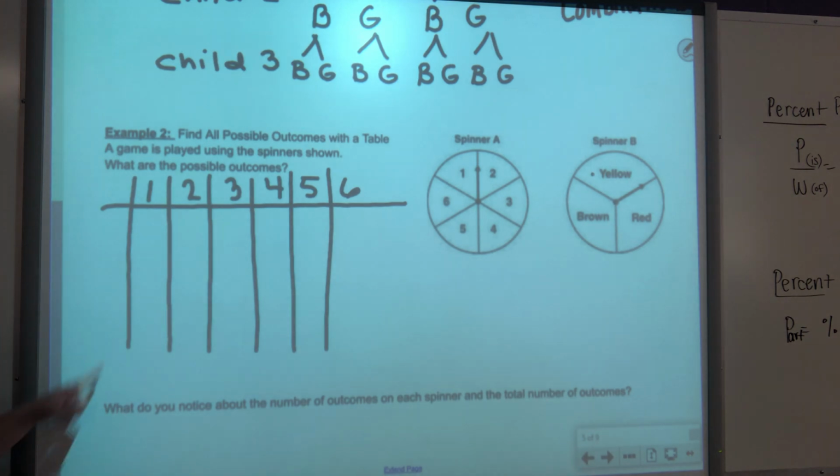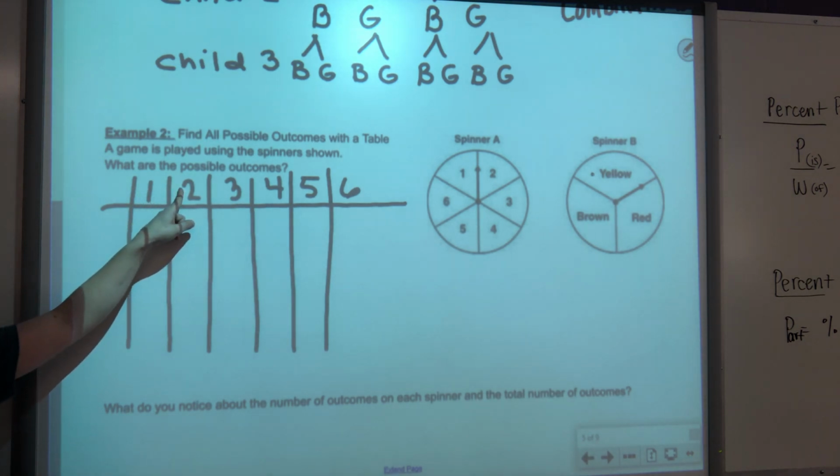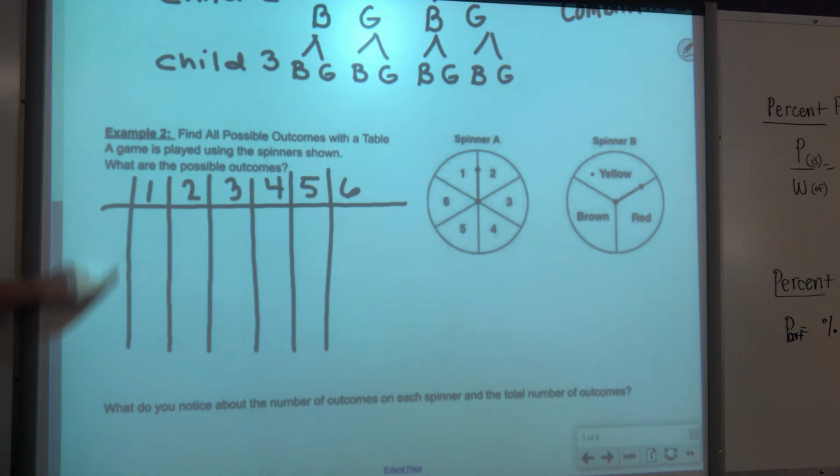Okay? So, this is spinner A. And then down here, what are we going to list here?